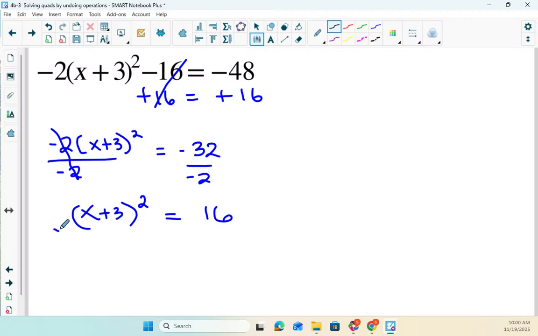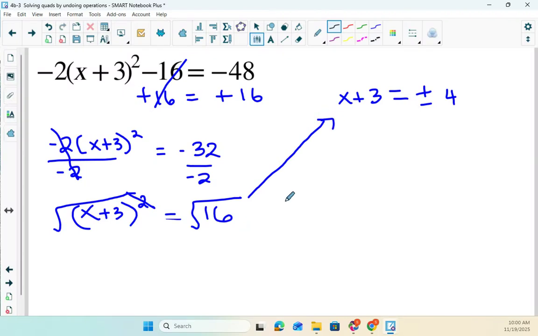Now we're going to undo the square by taking the square root of both sides of the equation. And I have x plus 3. The square root of 16 is either positive 4 or negative 4. So x plus 3 is equal to plus or minus 4. In this case, you will need to separate this into your two different equations. So we have x plus 3 is equal to positive 4, or we can have x plus 3 is equal to negative 4. And then we're going to subtract 3 from both sides of the equation.